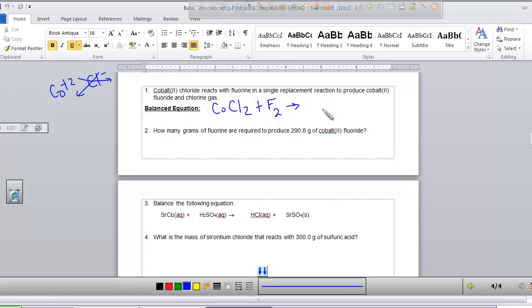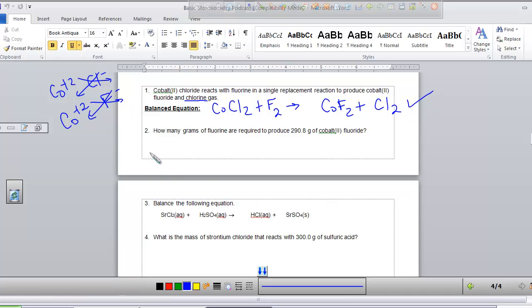It's in a single replacement reaction to produce cobalt(II) fluoride. So again, cobalt(II), and then fluorine has a -1. You'll need a periodic table. And chlorine gas. Of course, chlorine is one of your Brinkelhoffs, so you will write it as a diatomic element. The key here is to balance your equations. So you've got a cobalt on each side, 2 chlorines on each side, and 2 fluorines, so it's balanced.